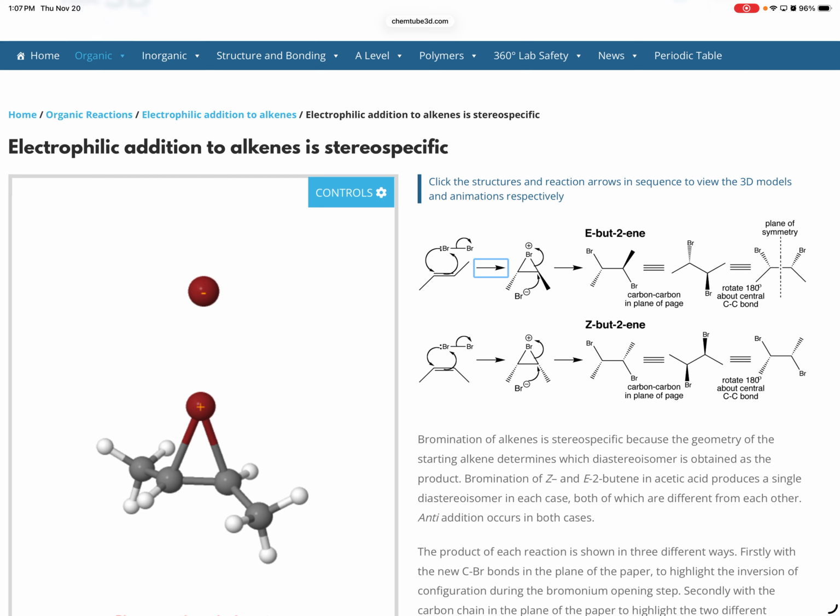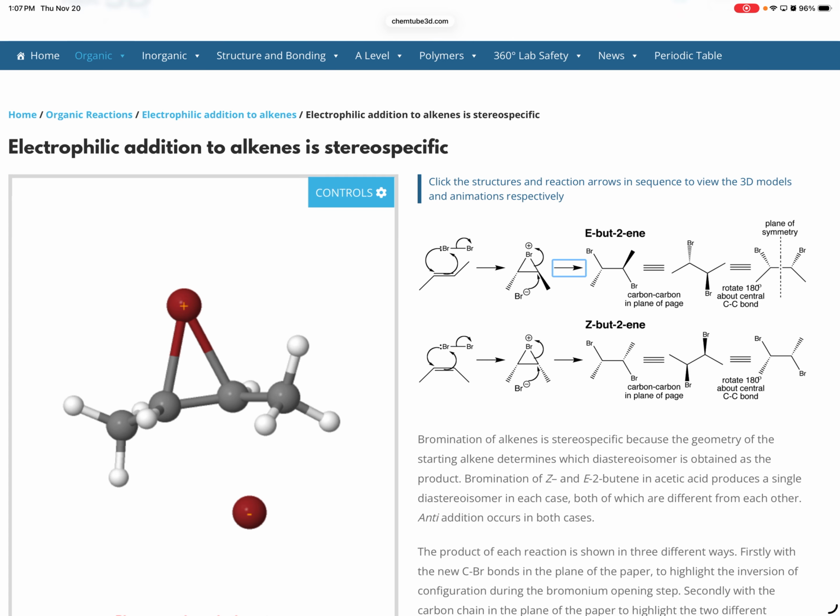Yeah, so it's going to attack. Well, from what side do you think it attacks? From the same side as the intermediate, the triangle, or from the opposite side? Opposite side, because you can think of steric hindrance here. The bromine already went away from the bromine. Why would it approach it again?